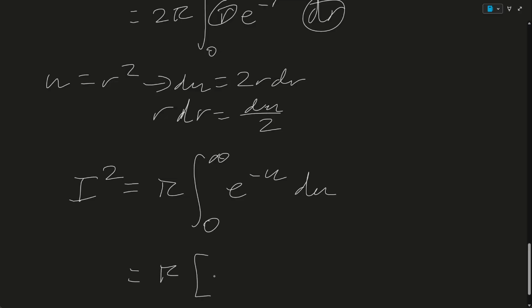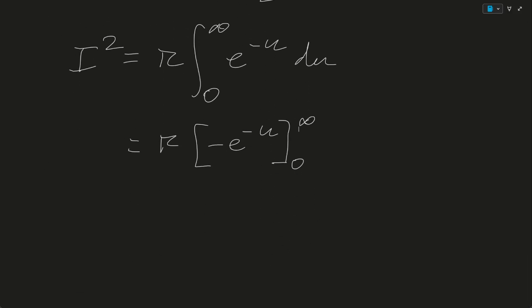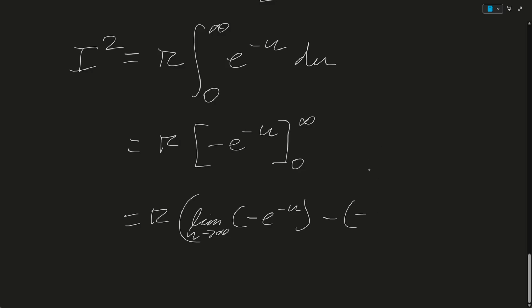which is pi times minus e to the minus u from 0 to infinity. Now we can just take limits here. This is pi times the limit as u goes to infinity of minus e to the minus u, minus minus 1, because anything to the 0 is 1, and then minus that minus 1.